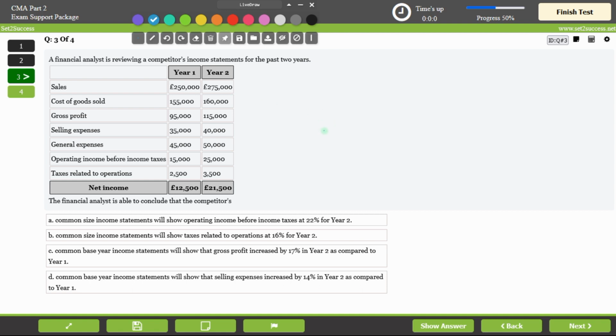a financial analyst is reviewing a competitor's income statement for the past 2 years. So we have sales, we have cost of goods sold, we have gross profit, we have selling expenses, we have general expenses, we have operating income before income taxes and taxes related to operations, net income, and the financial analyst is able to conclude that the competitor. So here we have vertical analysis as well as horizontal analysis. So the option A and B is vertical analysis, and option C and D is horizontal analysis.